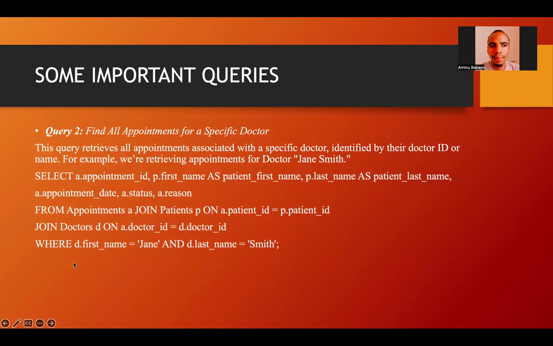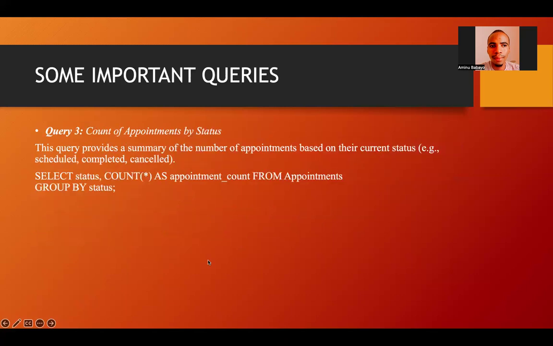And also where the first name that we pass here is Chen and the last name that we pass here is Smith. So this one is another query for counting of appointments by status. In our appointment table, we have a status. So here it will select status, count all the status that we have as appointment count from appointment, then it is going to be grouped by status.